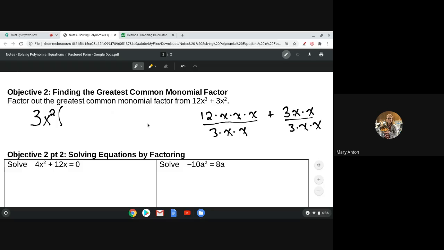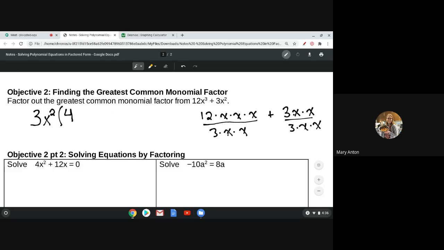So if I factor out a 3x squared, or I divide this first term, this 12x cubed, by 3x squared, let's just look at these numbers first. Well, if I factor out a 3, and I take 12 divided by 3, what's left? That's 4. That means we have a factor of 4 left.